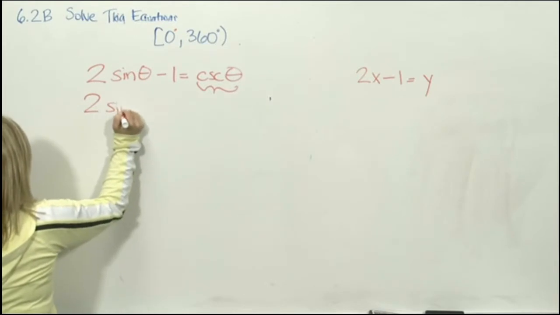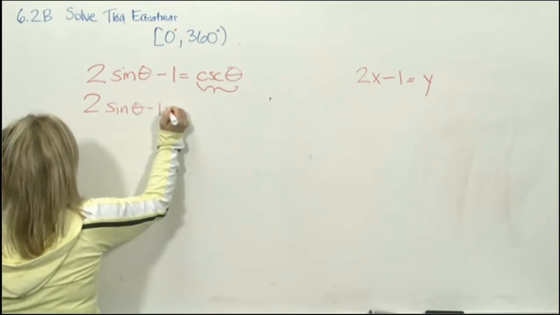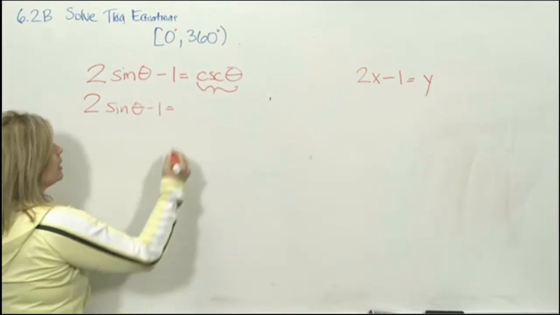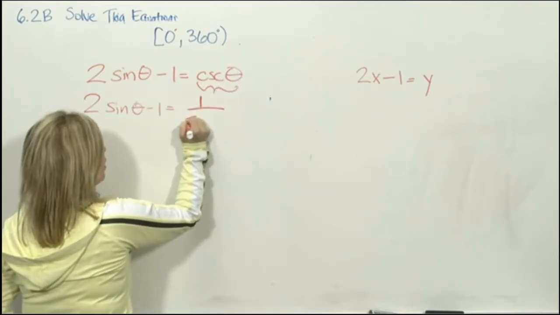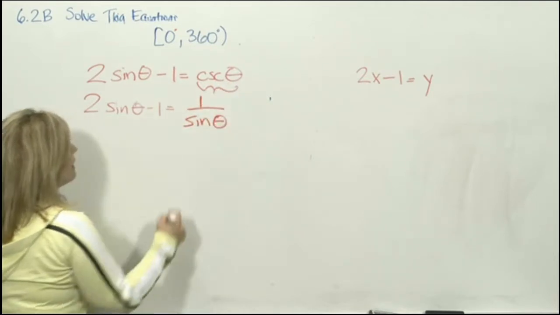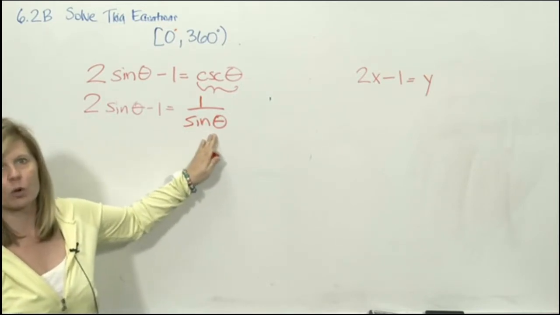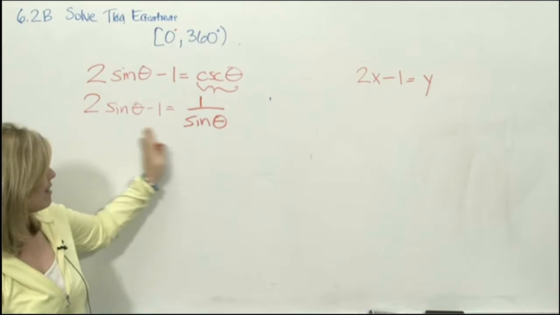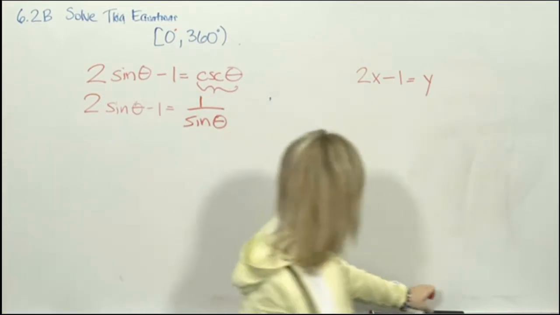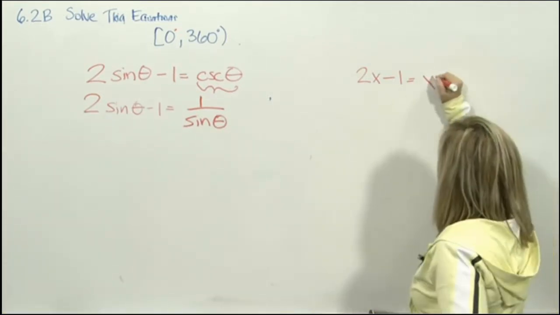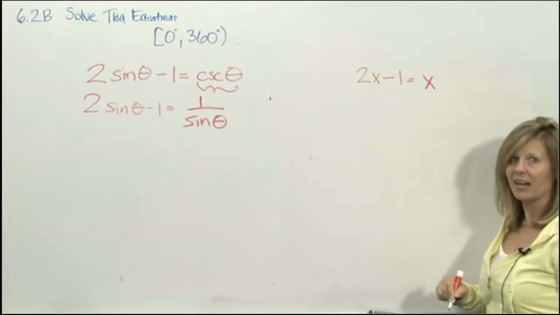So the left side we're going to leave. We are going to replace this with the reciprocal identity. Cosecant theta is really 1 over sine theta. Now that's a major achievement. You now have the equation all in terms of the same trig function. That's like having the equation all in terms of x. If this over here was an x, you'd be rocking and rolling and solving it, right?